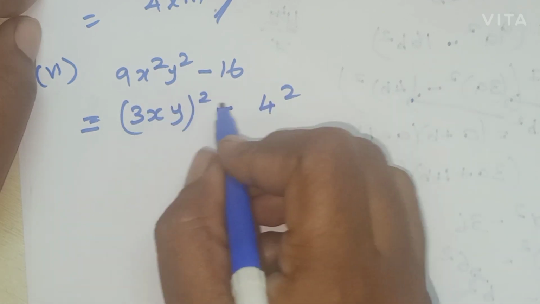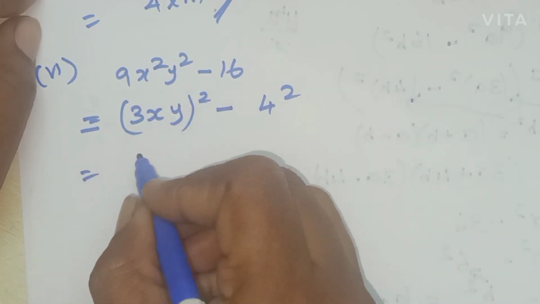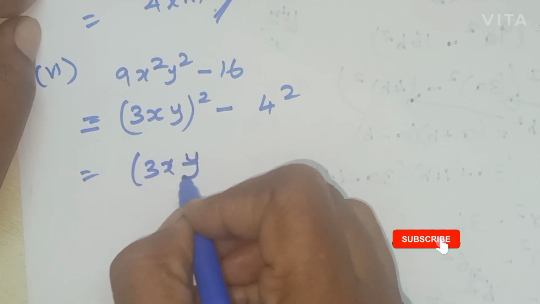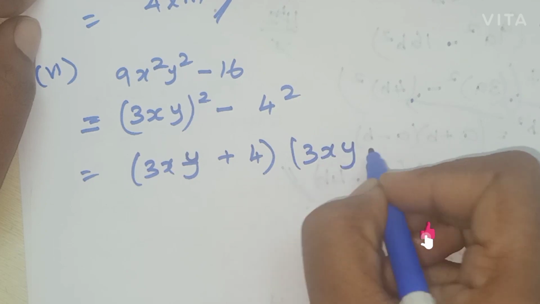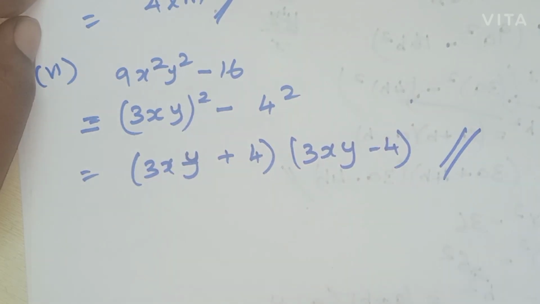Now this is of the form a square minus b square. So a plus b into a minus b. So 3xy plus 4 into 3xy minus 4 to be the answer.